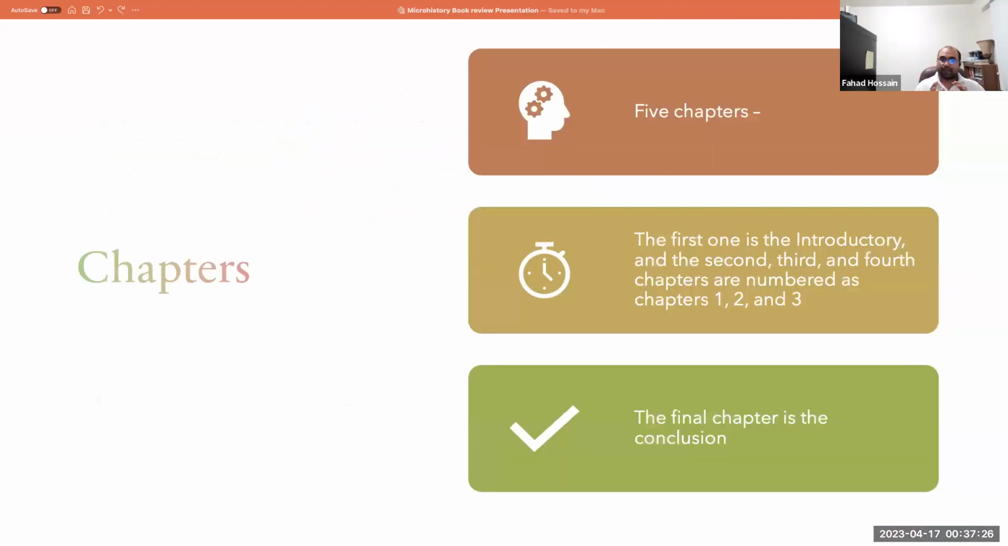Okay, so I'm talking about the chapters. The book is divided into 5 chapters, but this is organized in a very non-traditional way. The first chapter is not chapter 1, it is actually the introduction or the introductory chapter. And the second, third, and fourth chapters are numbered as chapter 1, 2, and 3. And there is no fourth chapter, it's the conclusion or the final chapter.